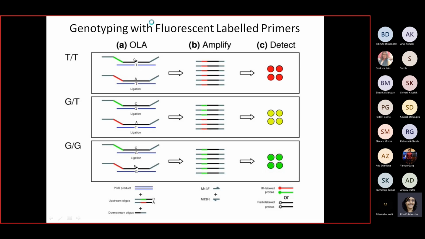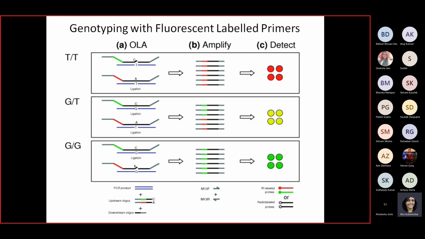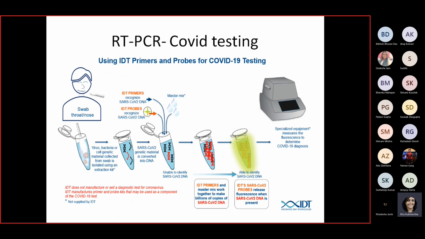So this is a variation of the previous technique, because in this case you had to do some extra steps which were a little bit more cumbersome. You had to first attach it with streptavidin. I mean, you had to pass it through a well with streptavidin and then do immunoprobing using specific antibodies against digoxin. But in this case, it is comparatively easy. You can just do PCR followed by hybridization and ligation reactions, and then you can do PCR.